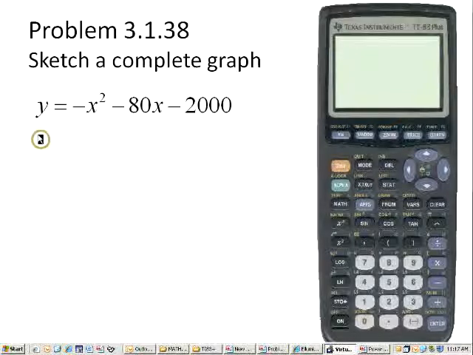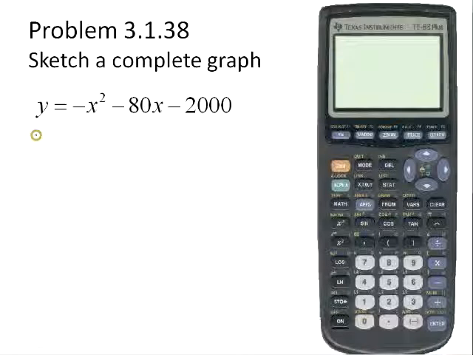So determining what my vertex is, we're going to use the fact that the x-coordinate of the vertex, which we often use the letter h for, that formula, the vertex formula, is going to be the opposite of b divided by 2a. In our particular problem, we're going to have the opposite of b, which is a negative 80, divided by 2 times a, which in our case is a negative 1. Computing this, the opposite of negative 80 is positive 80, divided by a negative 2 gives us a negative 40.